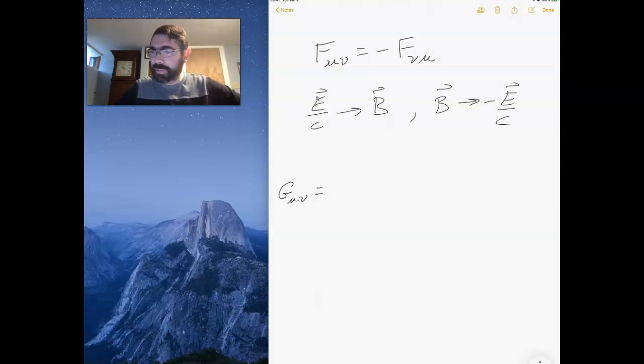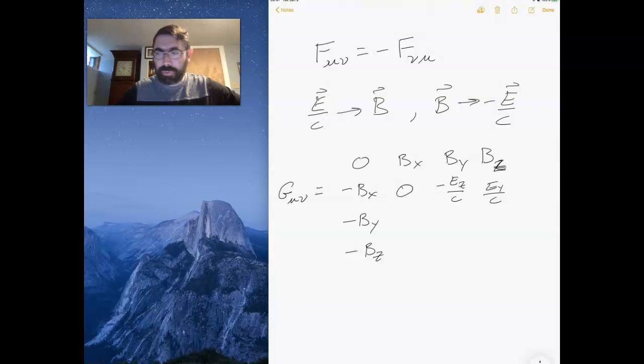0, Bx, By, Bz, minus Bx, minus By, minus Bz, 0, minus Ez over c, Ey over c, and then we would have Ez over c, 0, Ex over c with a minus sign, and then a 0, and then this one would become minus Ey over c, and this was Ez over c.